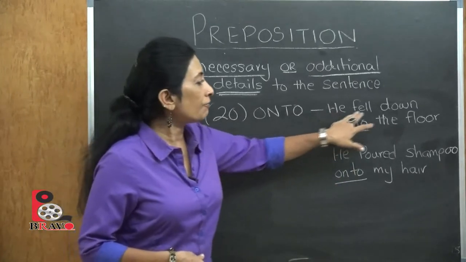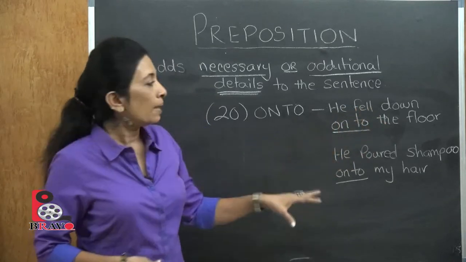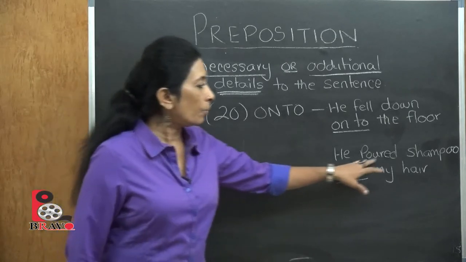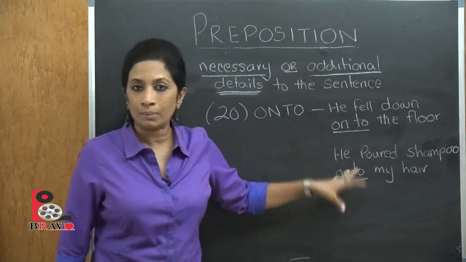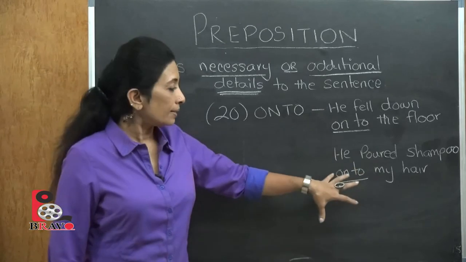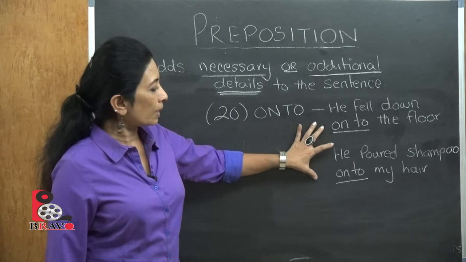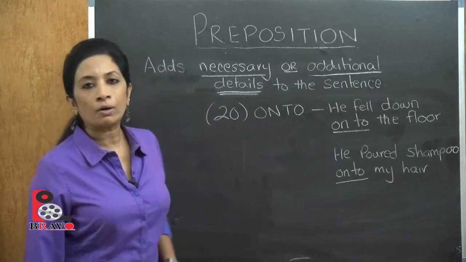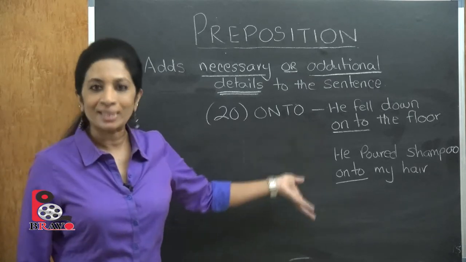So here it says he fell down onto the floor. You can say he fell on the floor. It has the same meaning. But onto the floor is a bit more specific that he's fallen down. Here, he poured shampoo onto my hair. You can say he poured shampoo on my hair. It's the same meaning. But when you say he poured shampoo onto my hair, that means he specifically put it on my hair. So I think it's used more for specific action, but definitely not commonly used when you speak. It's more when you write about it.